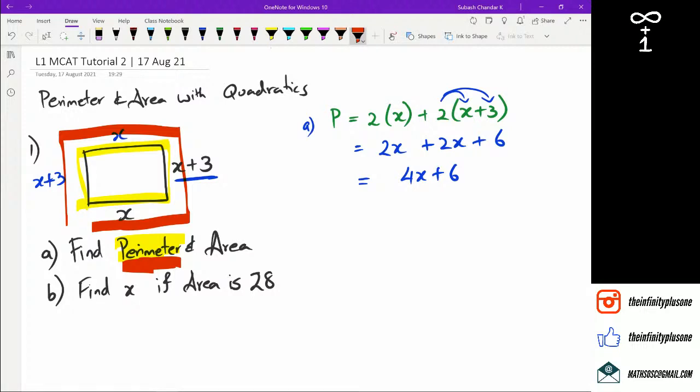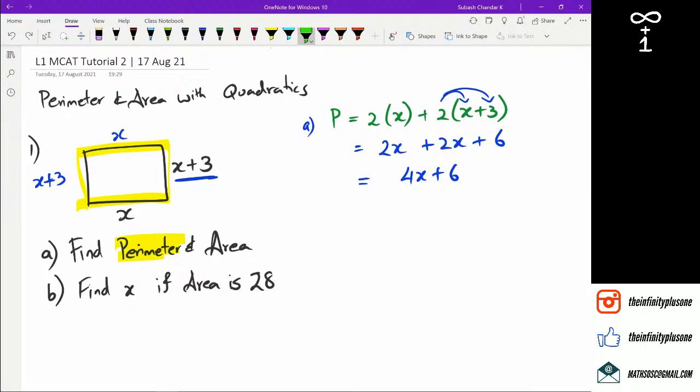If you notice, what I've done here is, there is the x, and we've got two lots of x, so that's 2 times x. Then we've got x plus 3 and x plus 3, which is two lots of x plus 3. So that ends up being there. Then it's just a matter of simple expanding, and we put it all together. I'm assuming we're okay with it, and we can move on to the area.